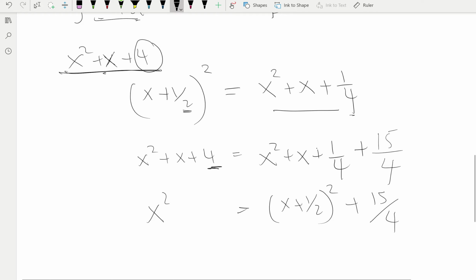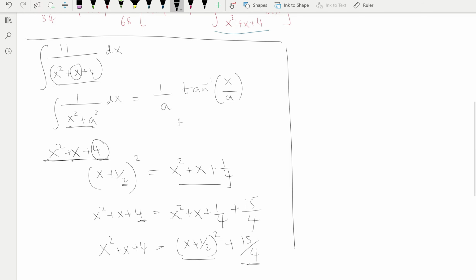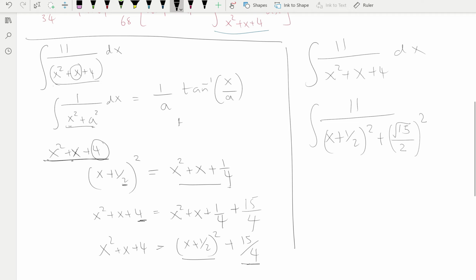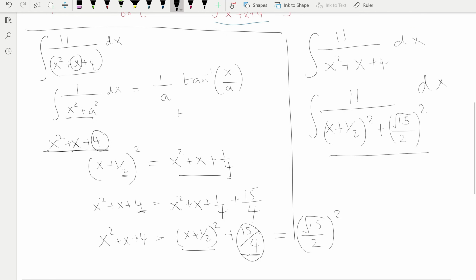So all of a sudden, from x square plus x plus 4, we get only 2 terms. Now we want to integrate 11 over x square plus x plus 4 with respect to x. We can write this as x plus half square plus square root of 15 divided by 2 square. Now it's a sum of 2 squares. 15 over 4, if you want to write it as a square, you can take the square root of 15 and divide it by 2. Square root of 4 is 2. If you square this, you get 15 over 4, right? So now I have a sum of 2 squares.